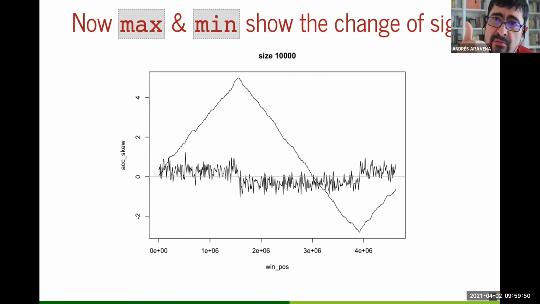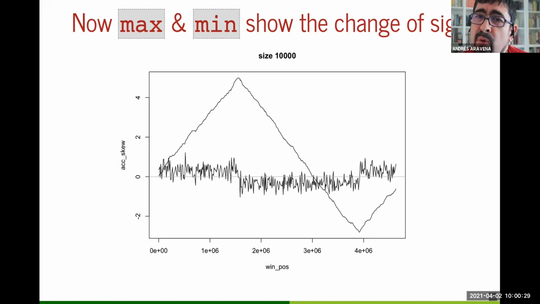We have a function that we already use, and we have some vectors. What are the vectors that we have here? Look at this plot. What are the vectors that you see in this plot? ACC skew. Okay. What else? The max and the min. No, that is not a vector. The win pos. What is win pos? The position. Okay, it's a vector for position.